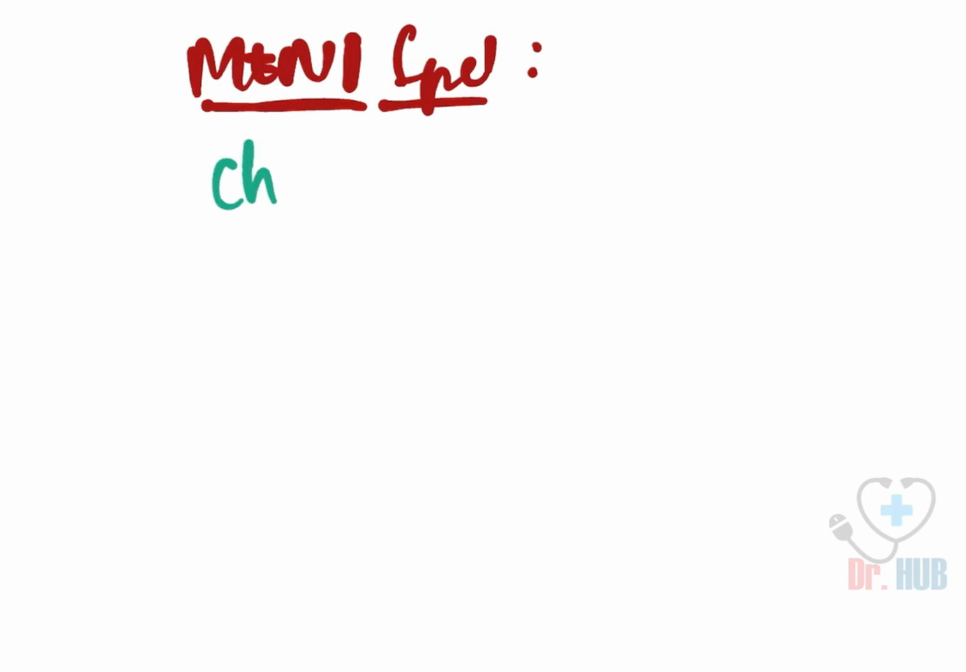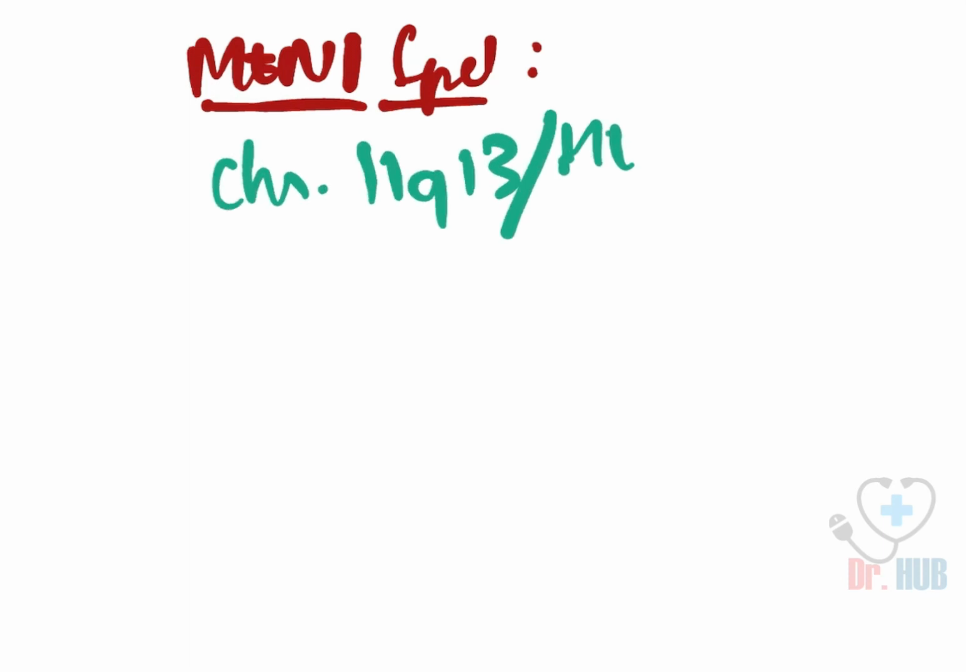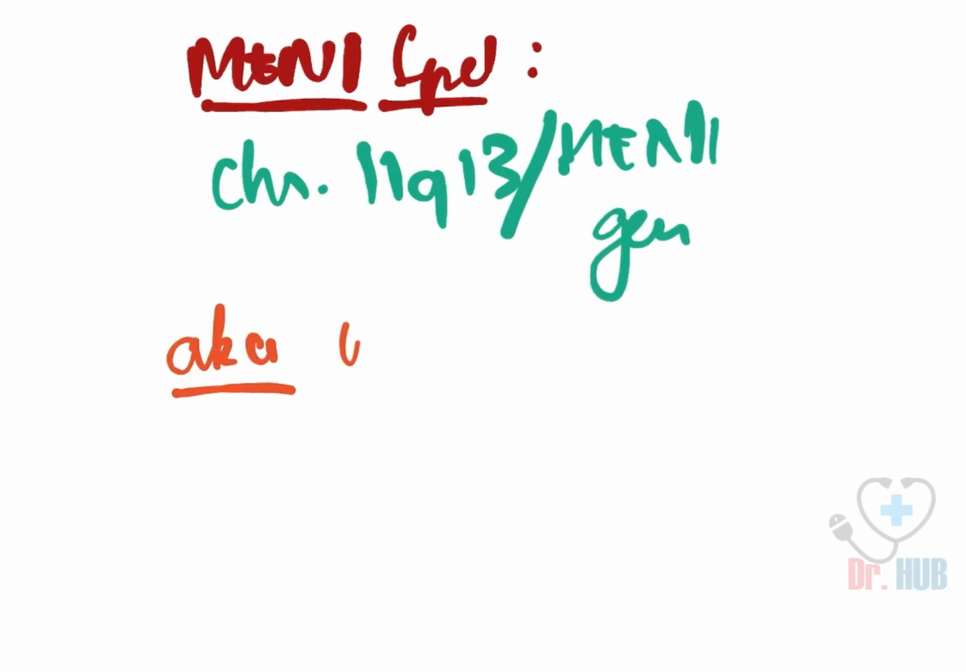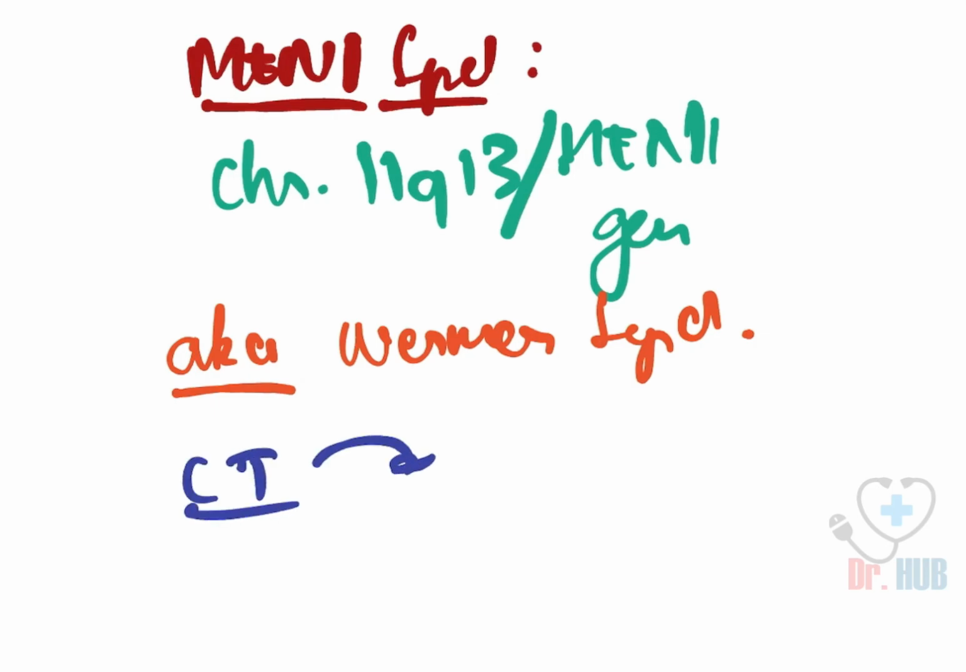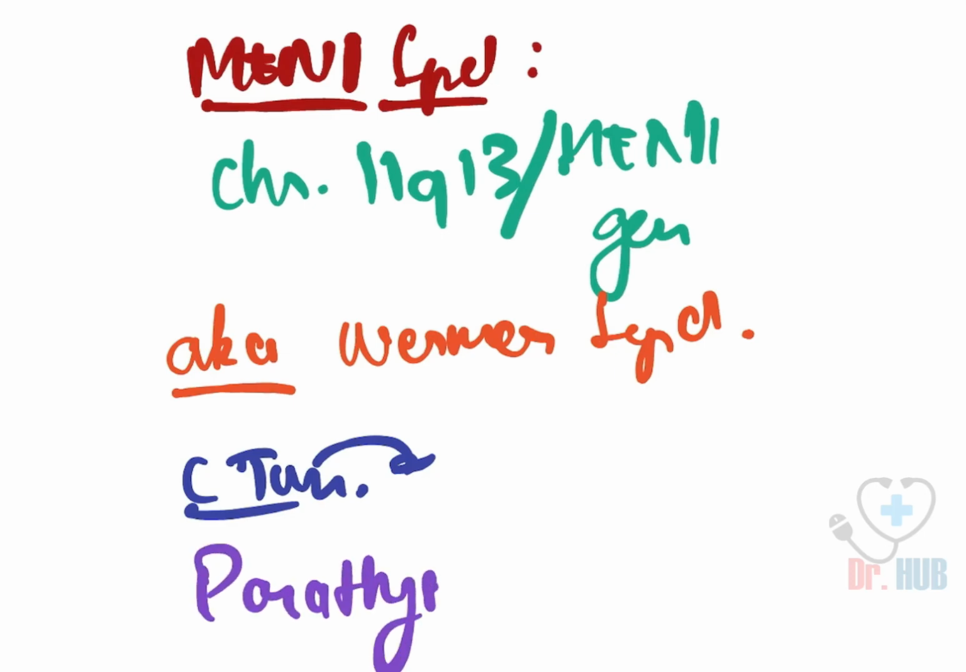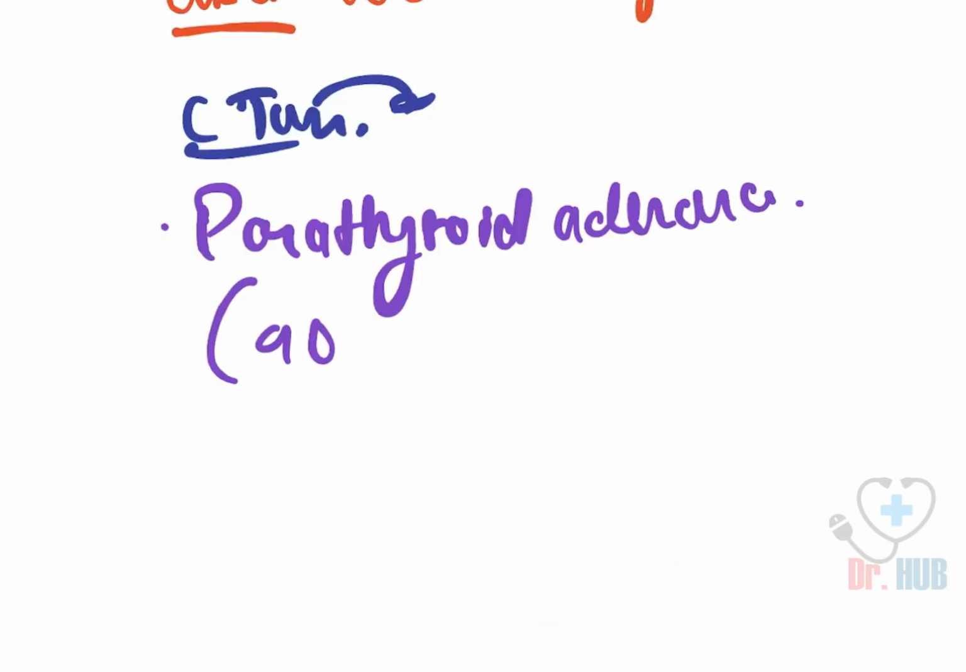So now going with the MEN 1 in detail. So the MEN 1 syndrome is about the chromosome 11q13 as well as the MEN 1 gene, and it is also known as the Wermer syndrome. So what are the characteristic tumors seen? The characteristic tumors include firstly the parathyroid adenoma, and this is about 90% and it is the most common overall.